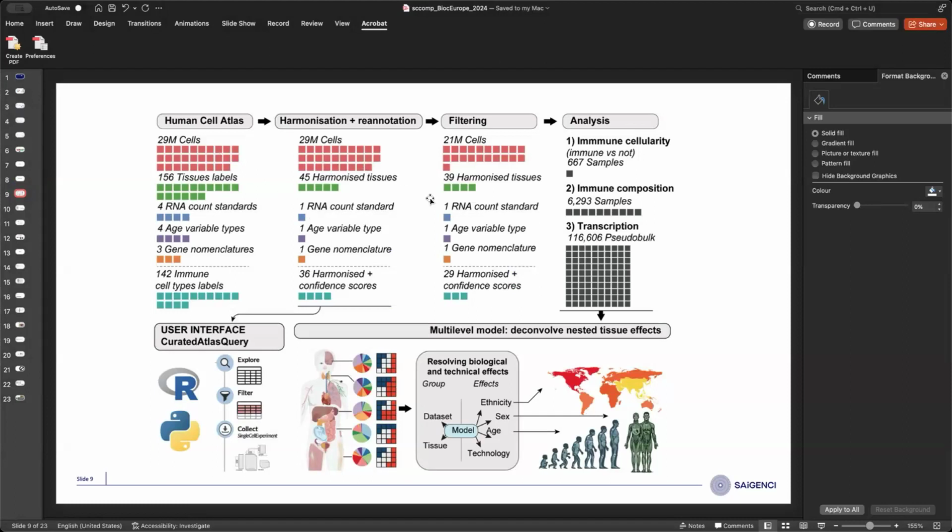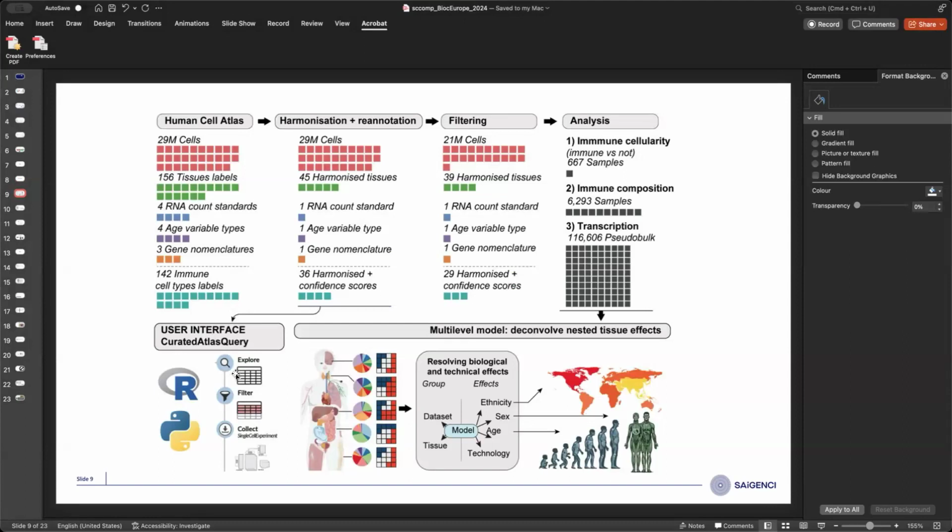For doing this, we have done work from very early on, harmonizing a lot of the Human Cell Atlas through CELLxGENE. At the time we collected 30 million cells. We harmonized the annotation, the counts, and a lot of aspects. And we deliver this through the curated Atlas query, which is on Bioconductor.